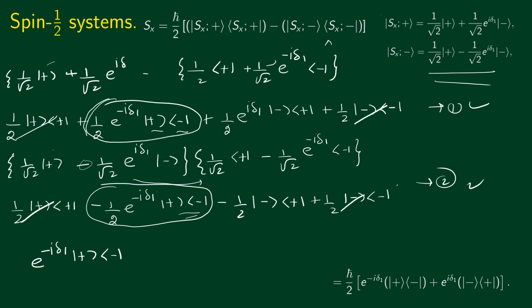Okay, there's one more term here: half e raised to i delta 1 ket minus bra plus, and minus half ket minus bra plus.